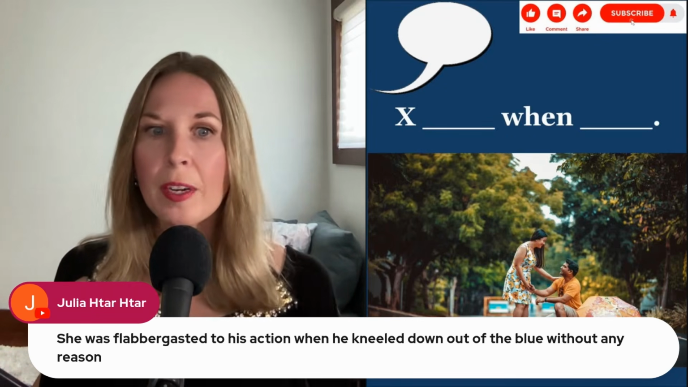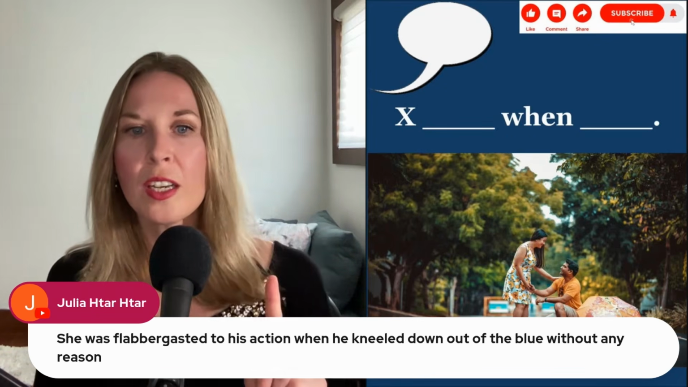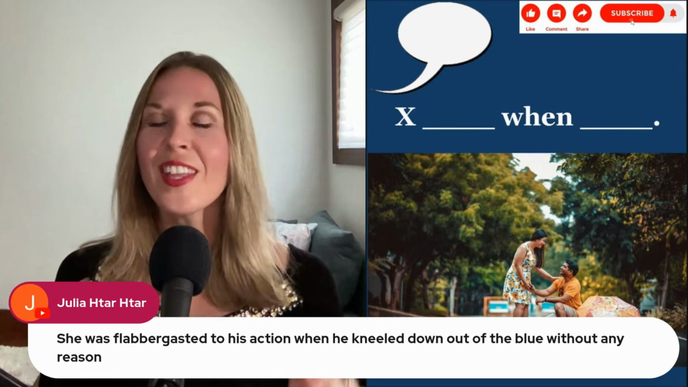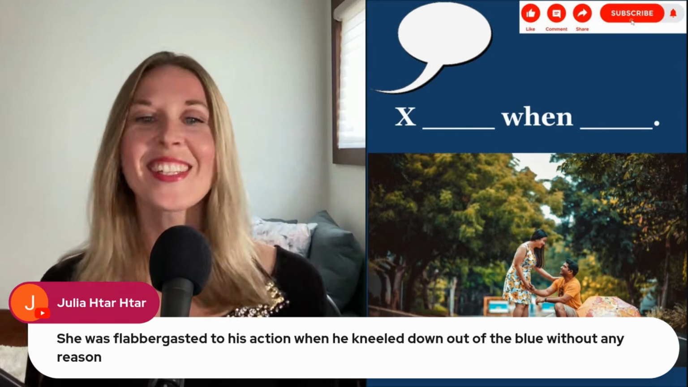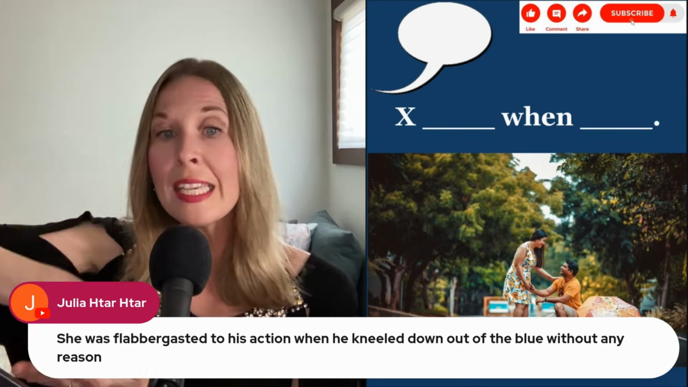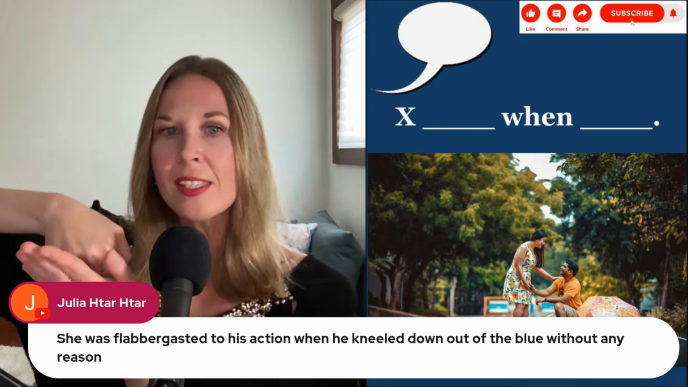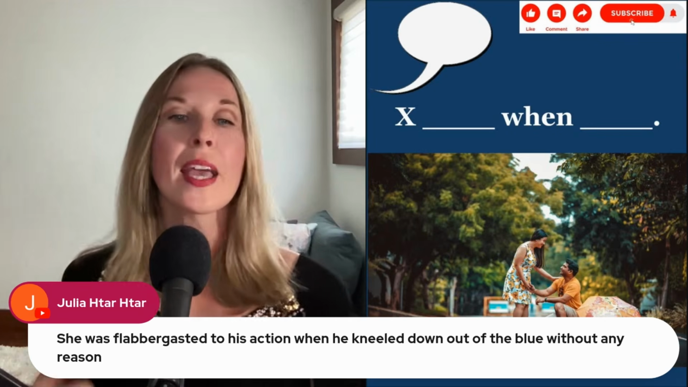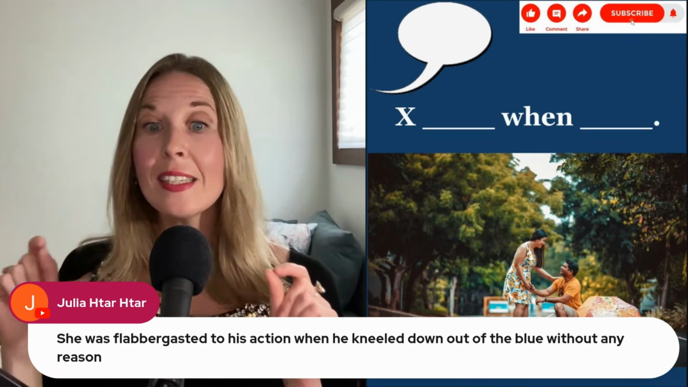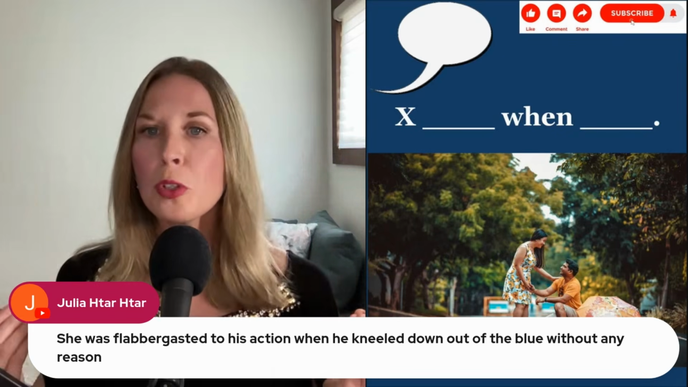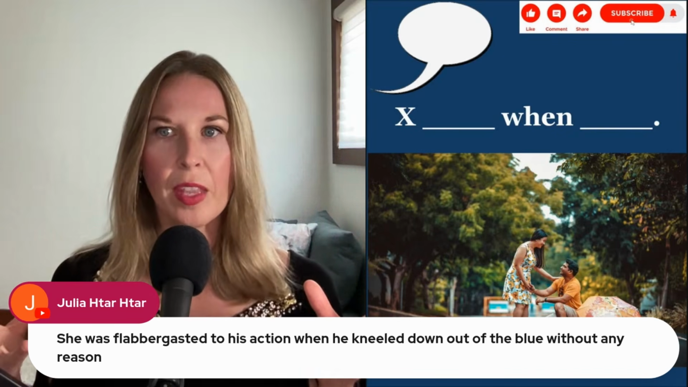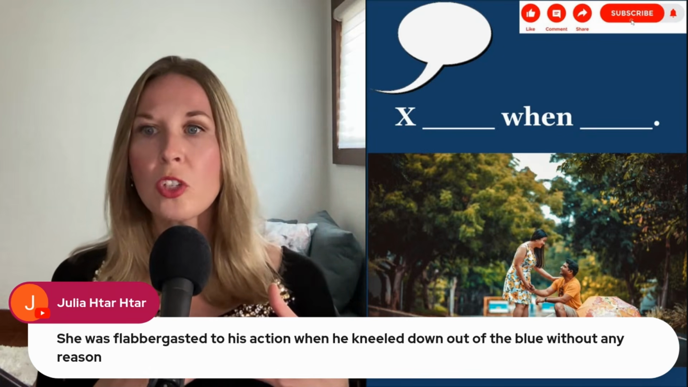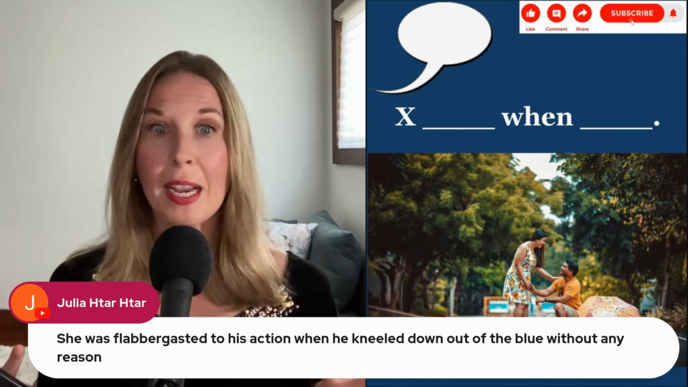She was flabbergasted to his action when he kneeled down out of the blue without any reason. Exactly. So great job getting to kneel down. So when you kneel down, it means imagine this is your knee. You go on one knee, just like this man is doing here. When he kneeled down out of the blue means unexpectedly. So I got the promotion out of the blue. I got the promotion unexpectedly.